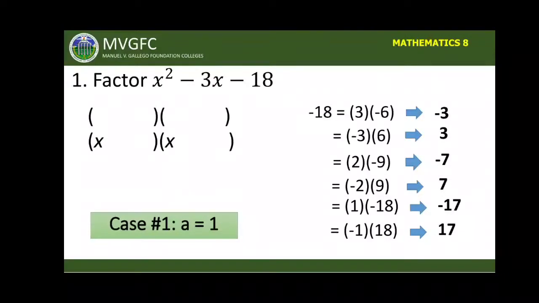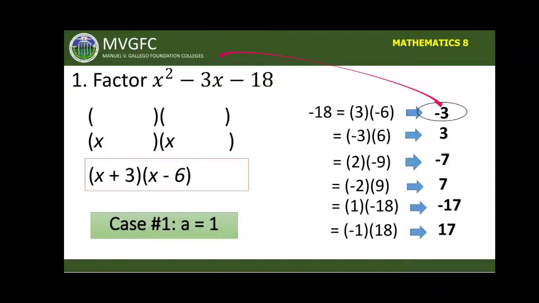So, alin dito sa mga sinote natin ang nagresulta sa middle term na negative 3? Okay, that is 3 and negative 6. 3 times negative 6 is negative 18. And 3 plus negative 6 is simply equal to negative 3. That's why, ang ilalagay na natin na second term for each binomial is positive 3 and negative 6. That's why we have quantity x plus 3 multiplied by quantity x minus 6 as the factors of x squared minus 3x minus 18.